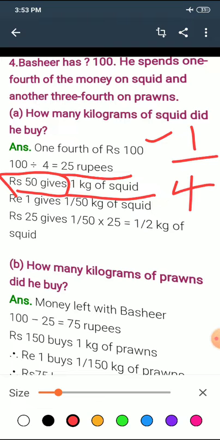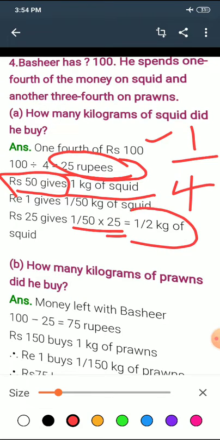So the cost of 1 kg squid is 50, and he is spending only 25 rupees on the squid. So how much will he get? So what will we do? We will divide 25 by 50. What will we get? Half kg. So he will only get half kg of squid, because just look here, the cost of squid is 50 per kg, but he only has 25 rupees. So how much will he get? He will get only half kg. Okay.